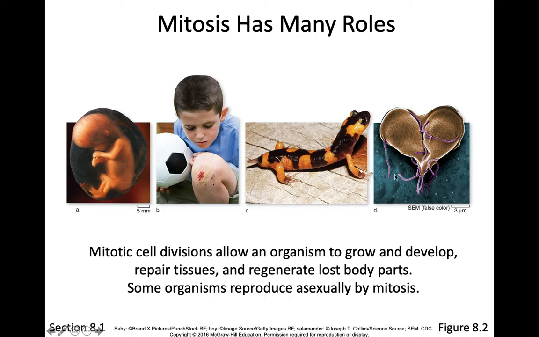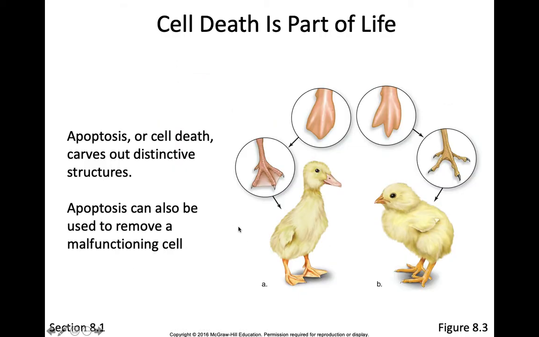So mitosis, once again, is just making an identical copy of the cell that you came from. So one cell into two. So you make one copy into two kind of thing. So two identical copies come from one original cell.